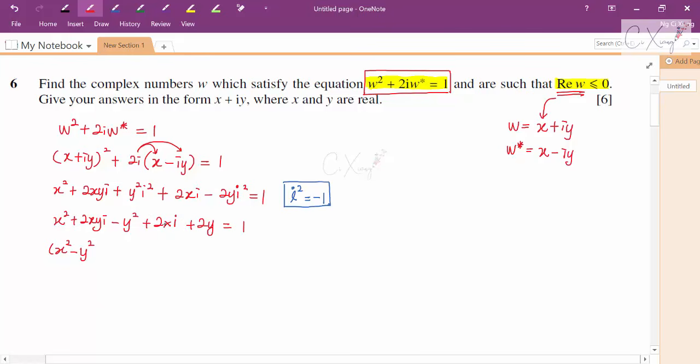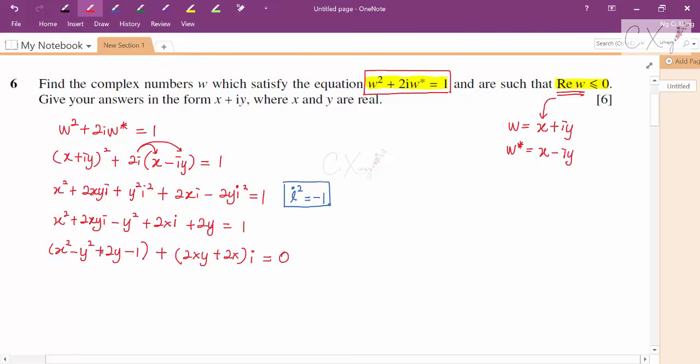This is an imaginary number I don't want. So 2y, I will just include in my real part. The 1, when I move it over, becomes -1. It is also a real part of this complex number. So this is the real part of my complex number. For the imaginary part, I'm having 2xyi and also 2xi. So I'll have (2xy plus 2x) times i, and it is equal to 0.